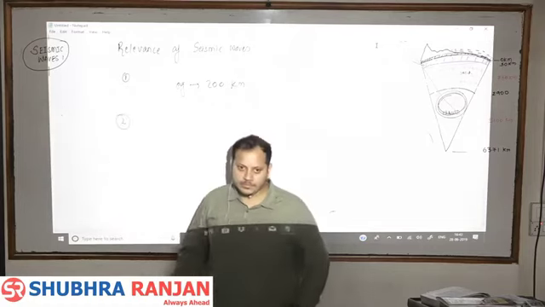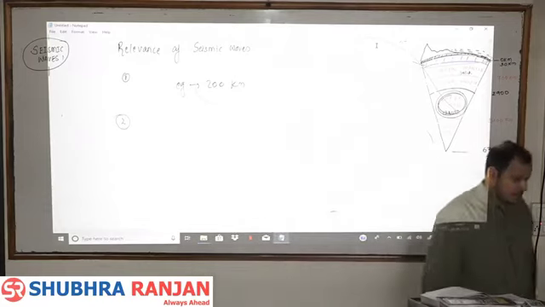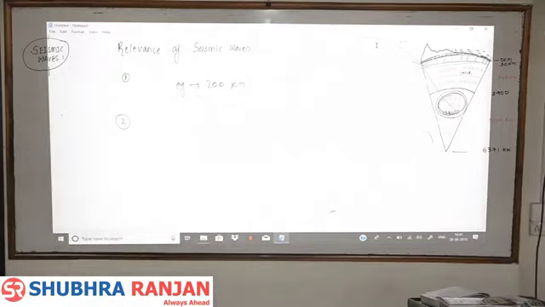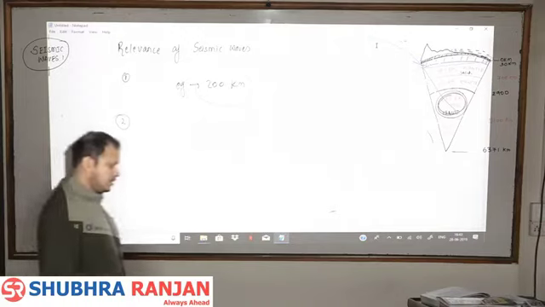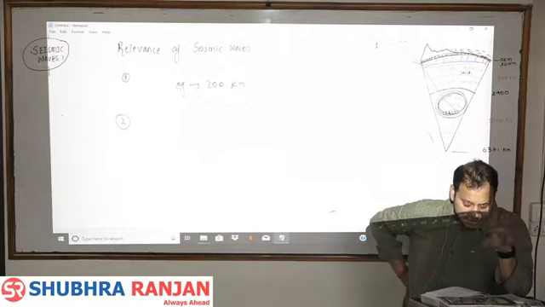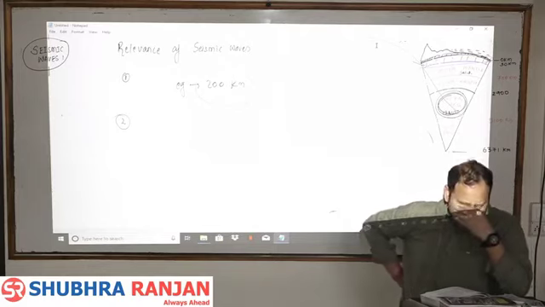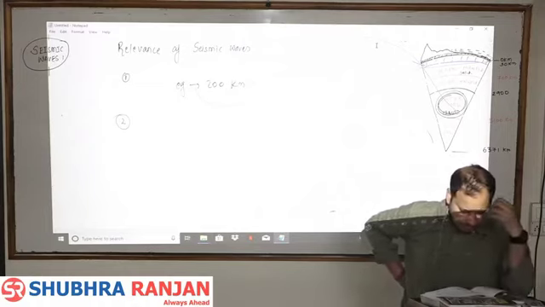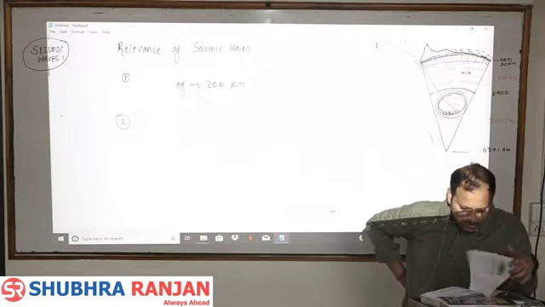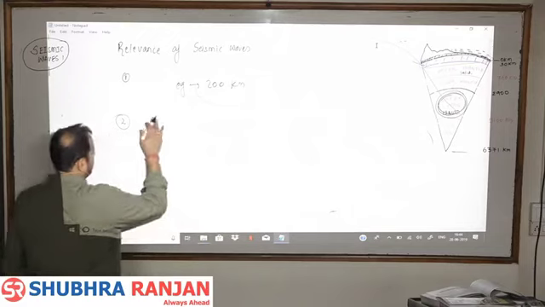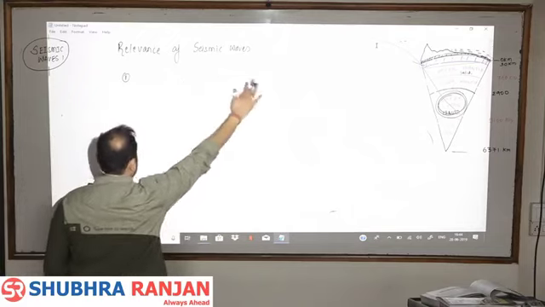Point number 2: the seismic waves which pass through the interior of the Earth, through their change in velocity, direction and shadow zones, have contributed in understanding the Earth.